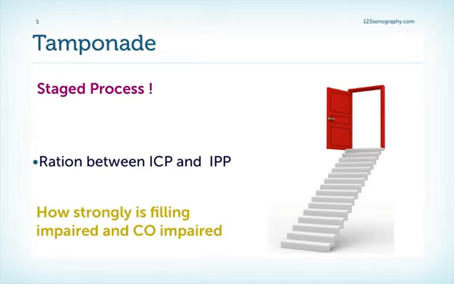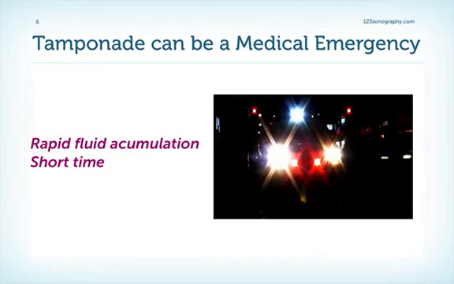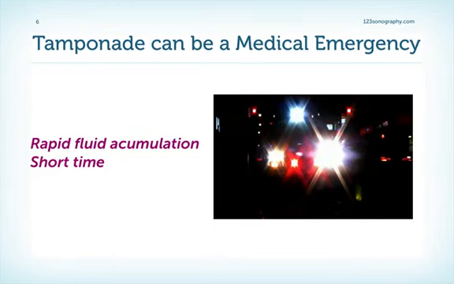In general, it is a question of how strongly is diastolic filling impaired and how strongly is therefore cardiac output impaired. If cardiac output drops significantly, we have cardiogenic shock, a medical emergency which must be treated urgently. But cardiac output usually only drops significantly if we have rapid fluid accumulation within a short time. Otherwise, the pericardium is able to adapt to the fluid accumulation within the pericardial sac and it can expand.